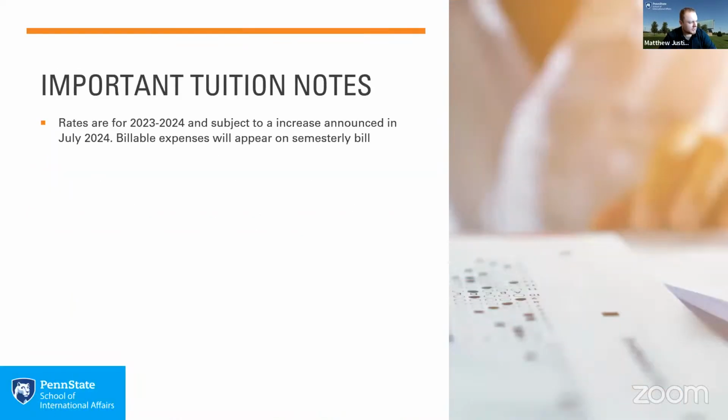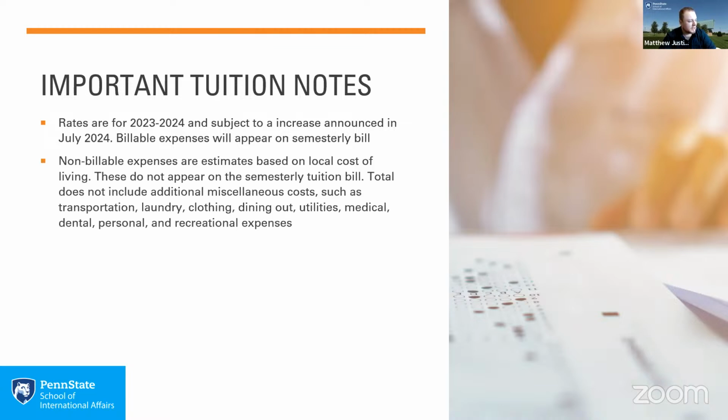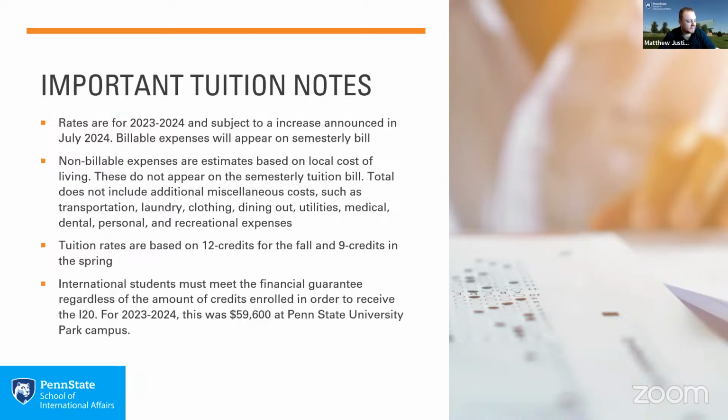Some important tuition notes. The rates I just showed you are for 2023-2024, and they're subject to an increase in July 2024. Typically, we see about a 3% increase, but we won't know until July. Again, your non-billable expenses are estimates based on the local cost of living. The tuition rates that I showed you are 12 credits for the fall and 9 credits in the spring.